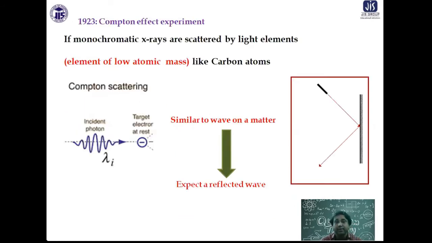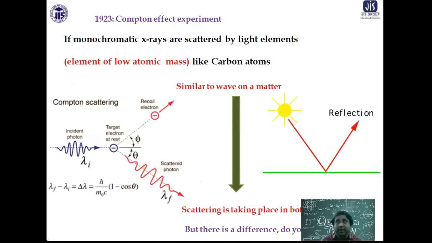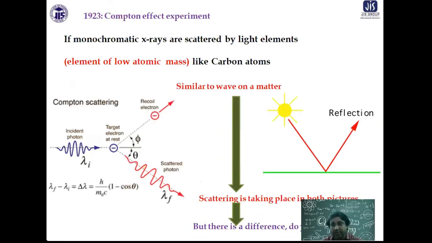So in this experiment electromagnetic radiation was coming in, and ultimately it was being scattered. This is an X-ray coming in on the left side, and the right side is a usual reflection, where a red light is coming in. So we expected scattering to take place because a wave is incident on matter. But I asked you at that time also to find out the difference between the right-hand side picture, which is an example of usual reflection or usual scattering of ordinary light, and the left-hand side, which is the Compton effect.